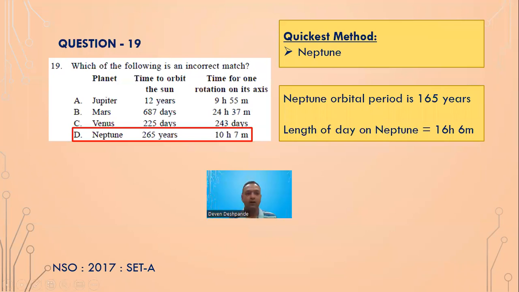Okay, next one. Which of the following is an incorrect match? Planet, then time to orbit the sun, and time for one rotation on its axis. All the three are correct. A, B, C, only incorrect is D, Neptune. So the orbital period of Neptune is 165 years. Here it should be 165. And the length of the day on Neptune is 16 hours 6 minutes. Not 10 hours 7 minutes. It is 16 hours 6 minutes.